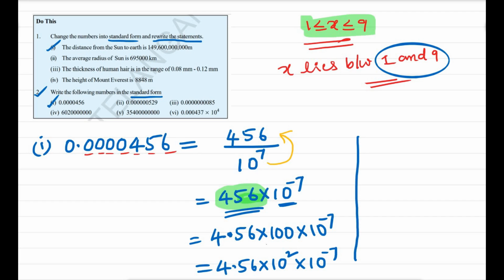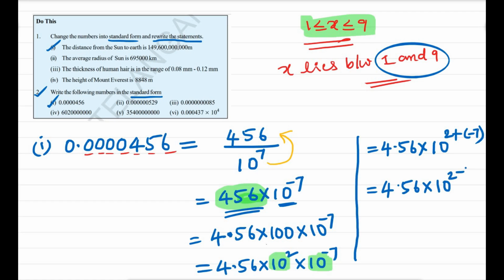So that is equal to 4.56 into, check out that bases are equal, so you can add the powers: 10 to the power of 2 plus minus 7. Simplify this, 4.56 into 10 to the power of 2 minus 7. So finally what you get is 4.56 into 10 to the power of minus 5. This is the final answer, which is the standard form of the given very small number.